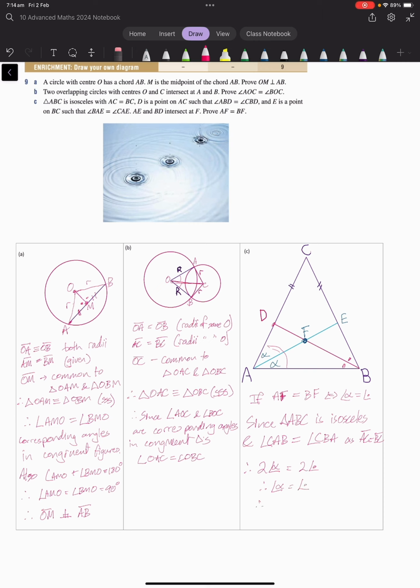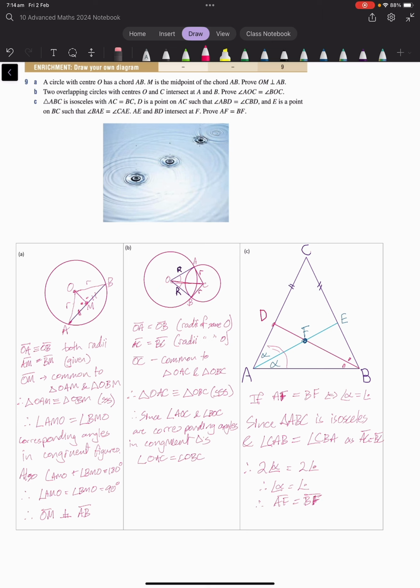So therefore, well, I've shown those angles are equal. Therefore, the opposite sides will also be equal. AF is equal to BF, which is what they wanted me to show. So I've gone ahead and finished that one.